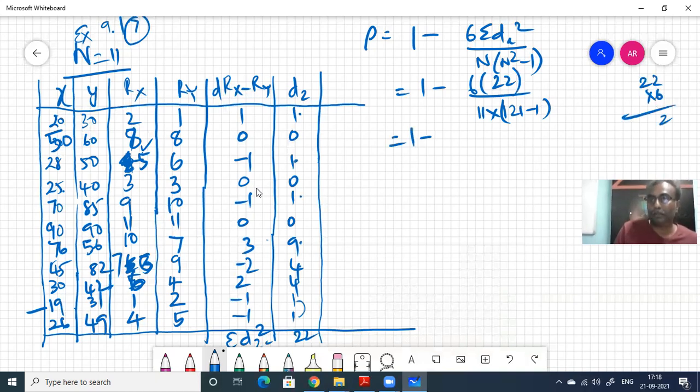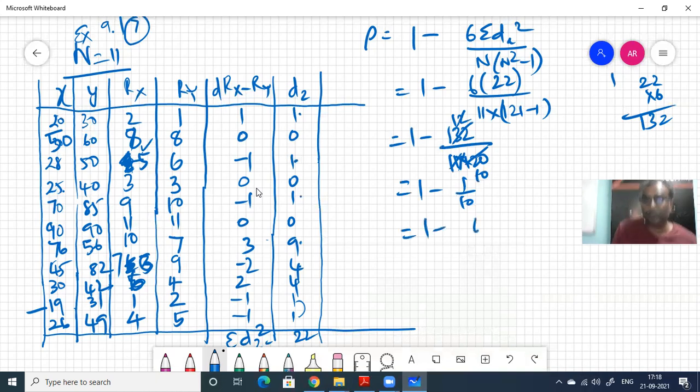6 into 22 is 132. So 132 by 11 into 120. 11 into 120 is 1320. 132 goes in this 10 times. Okay, that is equal to 1 minus 1/10, that is equal to 1 minus 0.1, that is equal to 0.9. So rho is equal to plus 0.9.